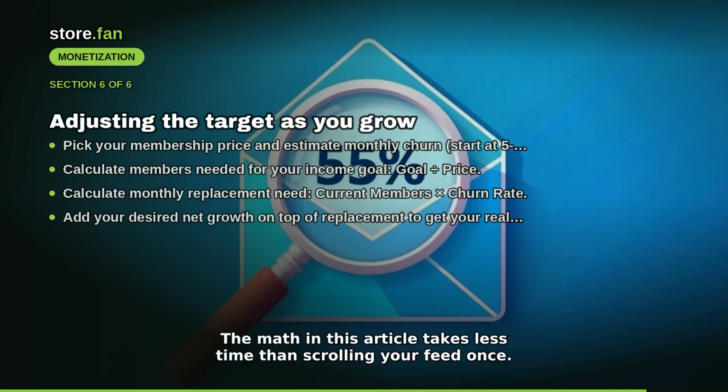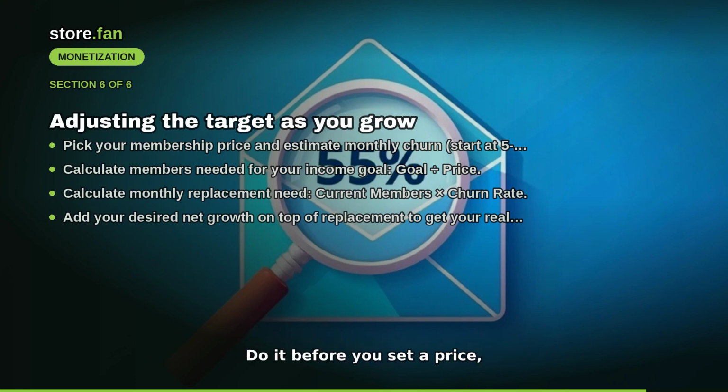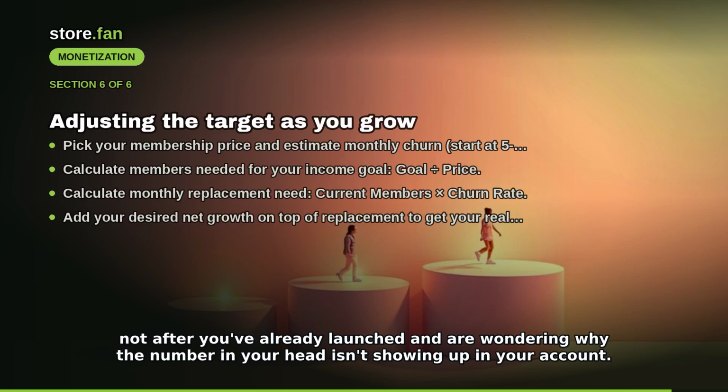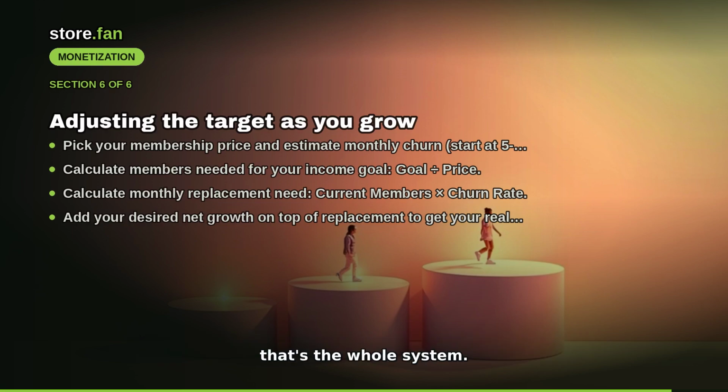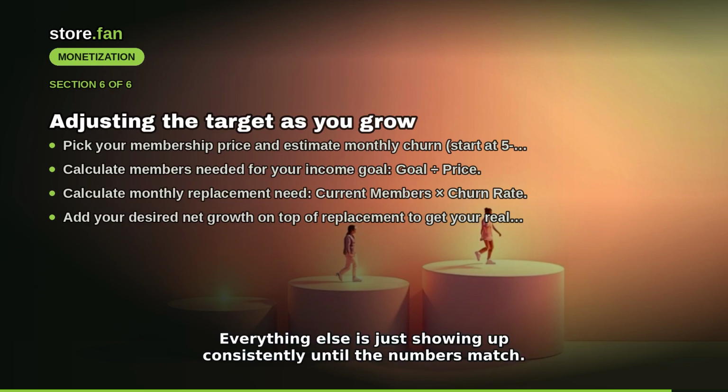The math in this article takes less time than scrolling your feed once. Do it before you set a price, not after you've already launched and are wondering why the number in your head isn't showing up in your account. A target member count, an honest churn estimate, and a store built so that every sign-up completes itself. That's the whole system. Everything else is just showing up consistently until the numbers match.